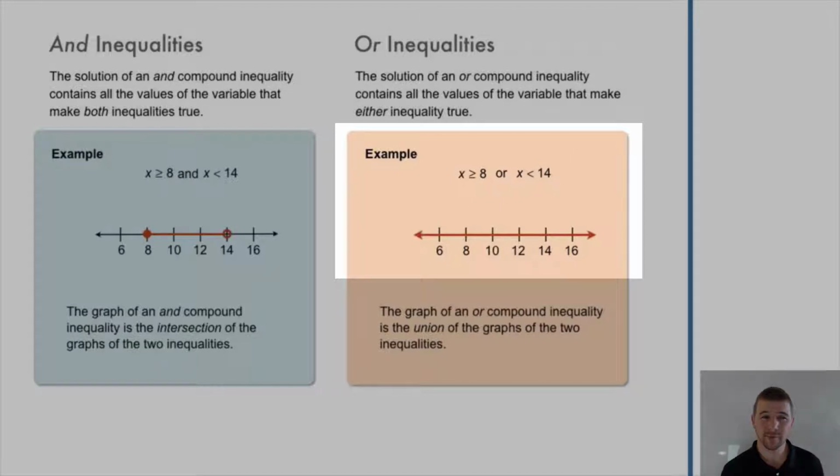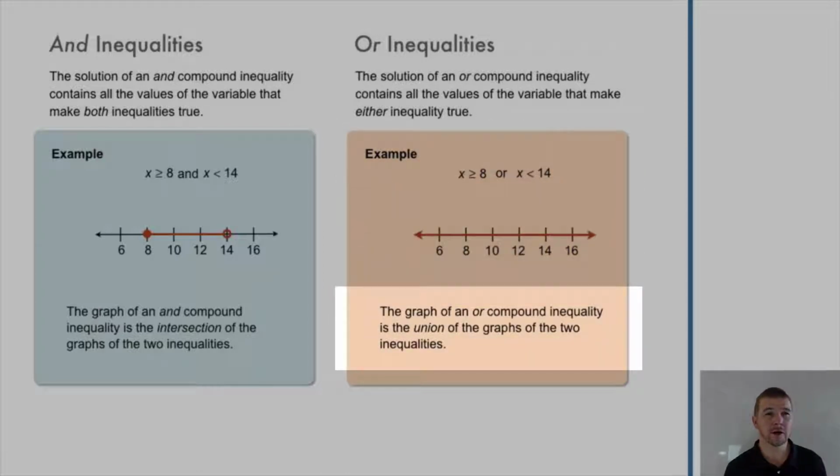So we'd have some overlap. Putting those two graphs together and considering all values that satisfy one or the other, or both in some cases, we would get all real numbers. So the graph would be a line extending in both directions. The graph of an or compound inequality is the union of the graphs of the two inequalities.